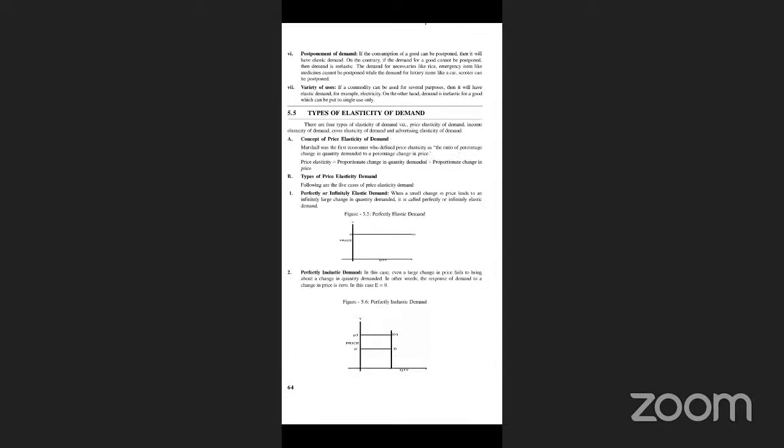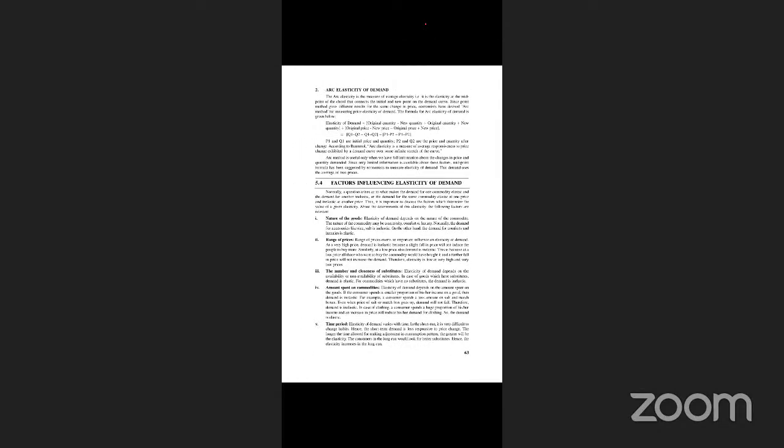So likewise, you also have the variety of uses and postponement of demand. This basically all revolves around your immediate consumption, short-term, long-run, necessities, comforts, luxuries. So all this depends on the pattern of buying, and so does the demand. In this situation, all these put together will have influence on the elasticity of demand.